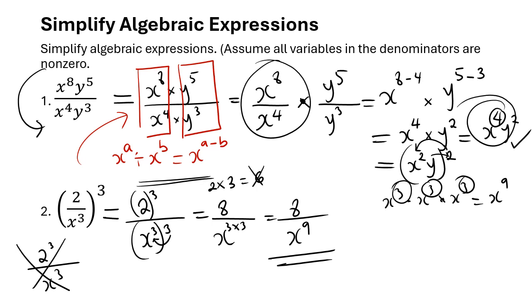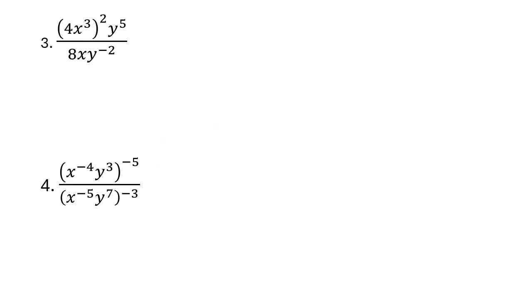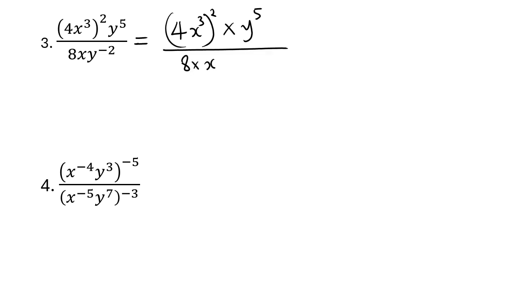Let's do some much more challenging problems. Let's go to this example. What we're going to do is expand this expression so that we can see what we're dealing with. Let's go for the first term in the parentheses: 4x to the third power, all squared. Let's keep that separate from y to the fifth power. We're going to divide all of that by 8 times x, and x is just x to the 1 power, times y to the negative 2.